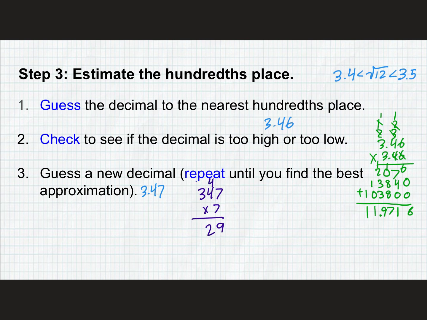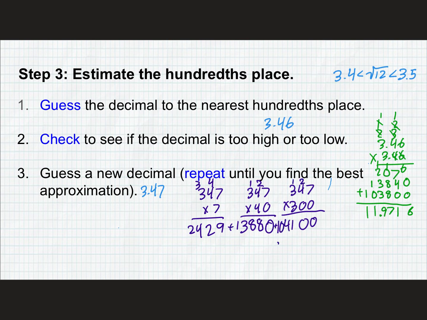First, multiply 347 times 7. That's 2,429. Now let's do 347 times 40. That's 13,880. Now 347 times 300 is 104,100. Add all these together and put our decimal back in, and we get 12.0409. 3.46 is just slightly better approximation. Therefore, the square root of 12 is about 3.46.